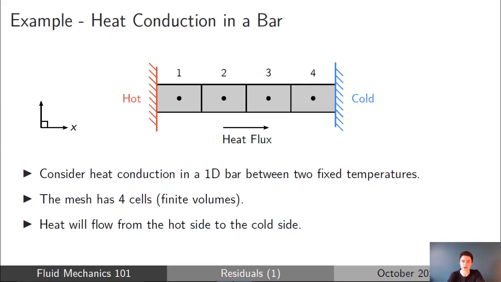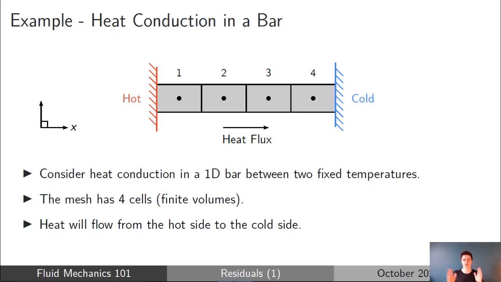We've got a hot surface held at some fixed temperature, connected to a cold surface, again at another fixed temperature, connected by a 1D bar or rod. And we're dividing that bar or rod up into 4 cells or 4 elements. Of course, we could divide the rod up into as many cells or elements as we wanted, but for this talk and for simplicity, we're just going to use 4 volumes.